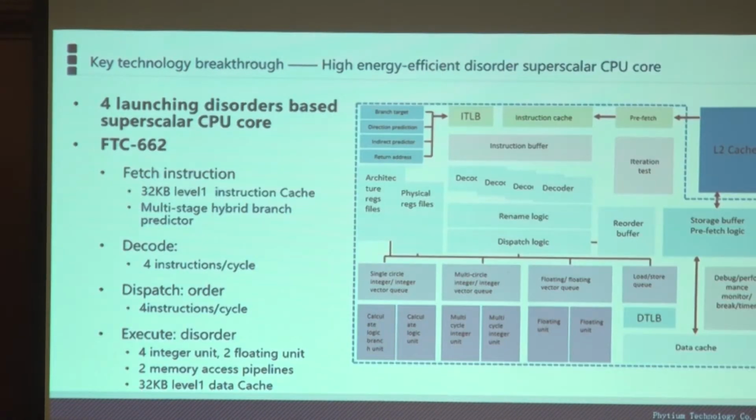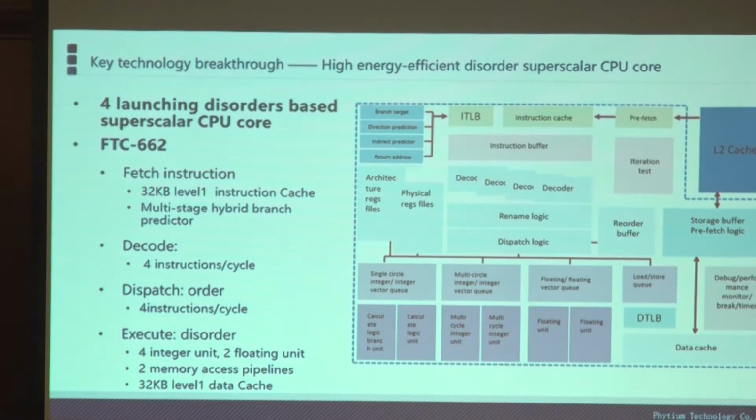Here is what shows our CPU, the FTC 662. For fetch, there is a 32 kilobyte level 1 instruction cache and a multi-stage hybrid branch predictor, as we can see here. The decode is 4 instructions per cycle. Dispatch is also the same, 4 instructions per cycle.